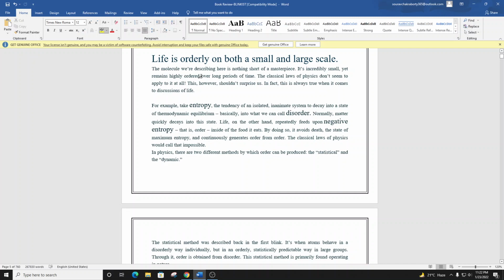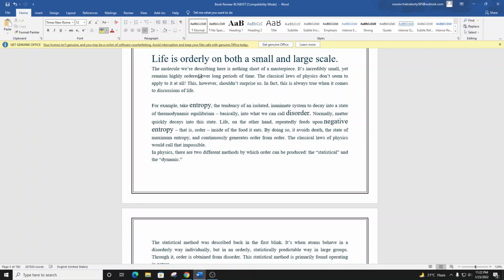Blink 4 of 7. The molecule we're describing here is nothing short of a masterpiece. It's incredibly small, yet remains highly ordered over long periods of time. The classical laws of physics don't seem to apply to it at all. This, however, shouldn't surprise us. In fact, this is always true when it comes to discussions of life.